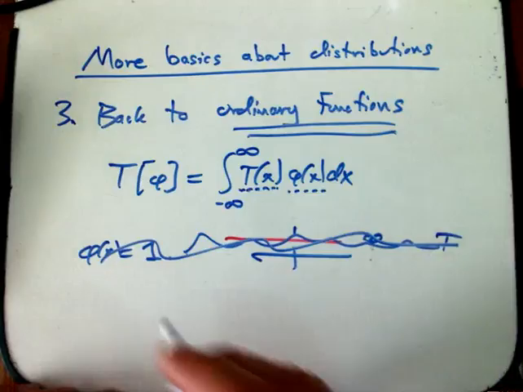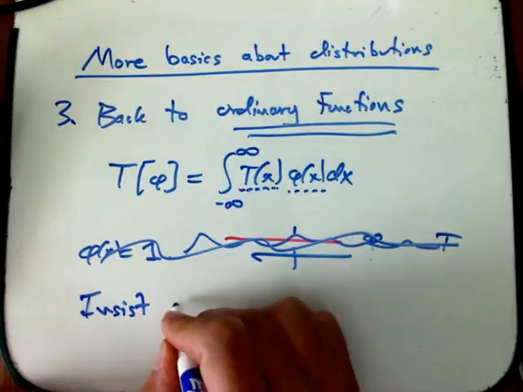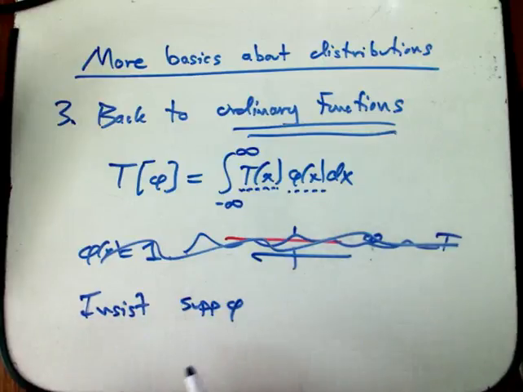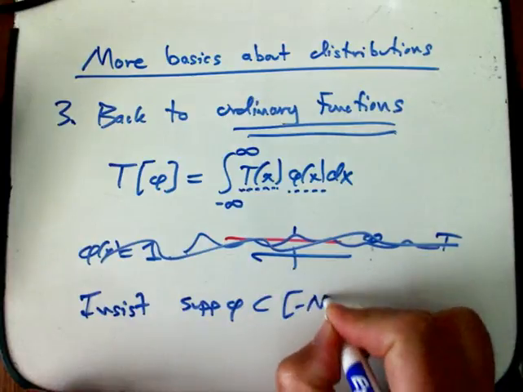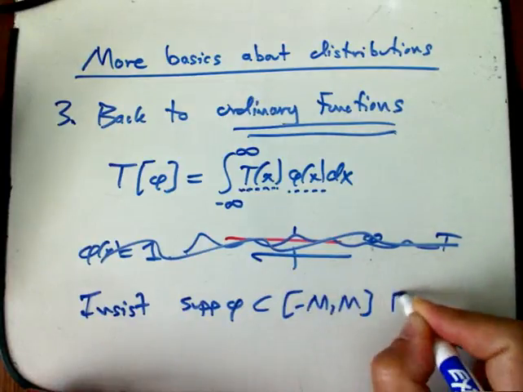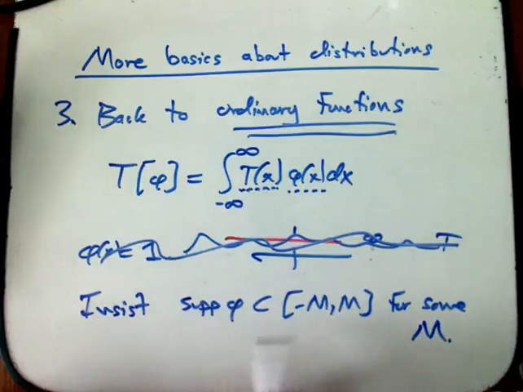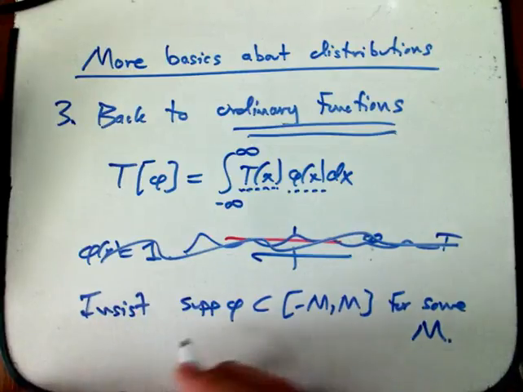And the draconian way to do that is insist that the support of phi is in a bounded region. Okay, so it's contained in some like minus m to m for some m. And the m can totally vary from phi to phi. We don't pick one thing off the bat and just say, okay, I have to be from -1 to 1 or -1 billion to 1 billion. That's silly. But it has to be compact, okay?